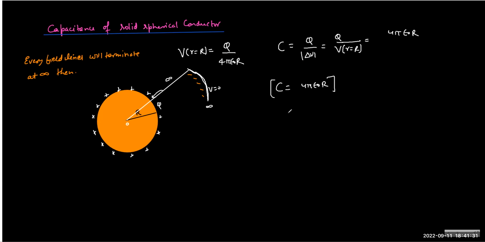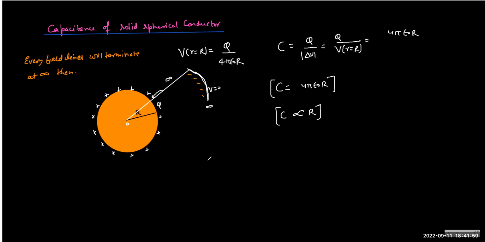And what is really interesting is that C is directly proportional to radius. So for any spherical isolated conductor, the capacitance is always proportional to its radius. Is this clear? Yes. Okay.